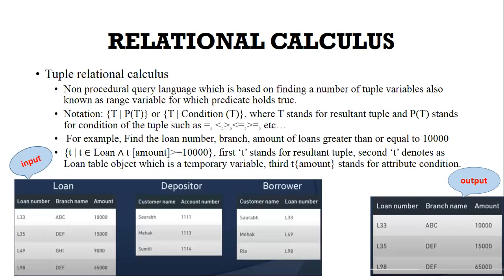The notation for tuple relational calculus is mentioned here. Inside the curly braces, we should have T such that P of T, where T stands for the resultant tuple and P of T stands for the condition on the tuple, such as equal to, less than, greater than, less than or equal to, or greater than or equal to, etc.